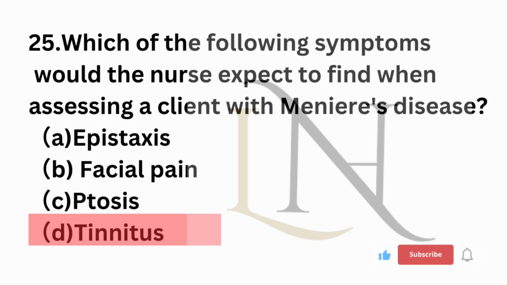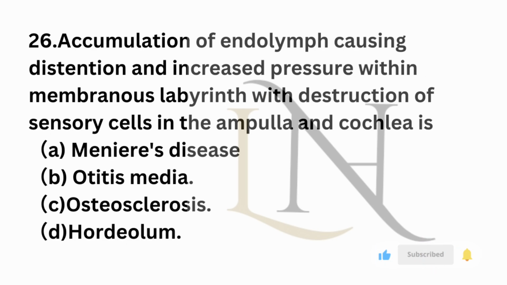Next question. Accumulation of endolymph causing distension and increased pressure within the membranous labyrinth, with destruction of sensory cells in the ampulla and cochlea, is: option A, Meniere's disease. Option B, otitis media. Option C, otosclerosis. Option D, hordeolum. Correct answer: option A, Meniere's disease.